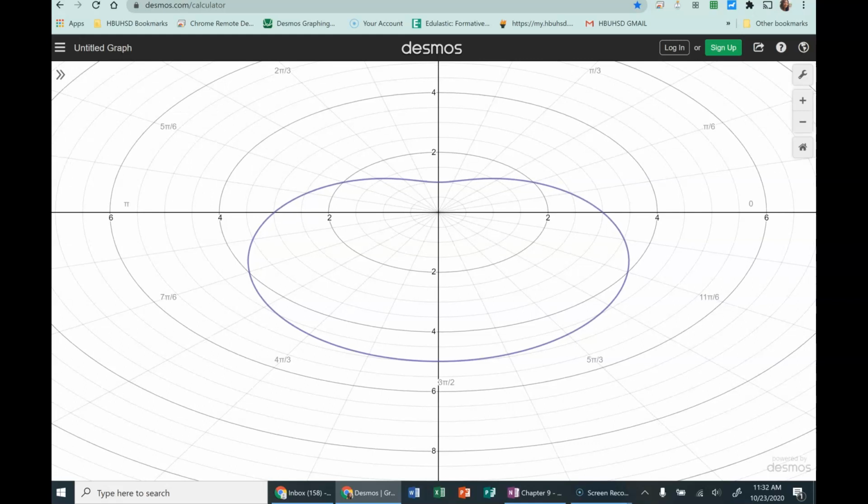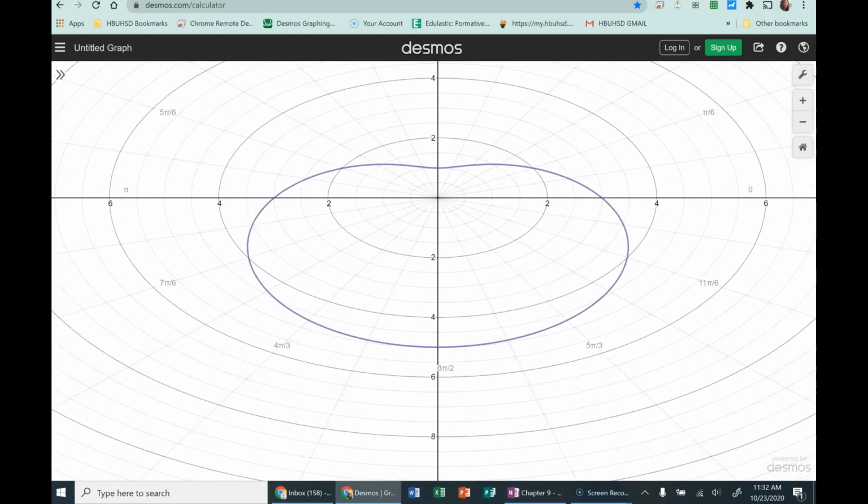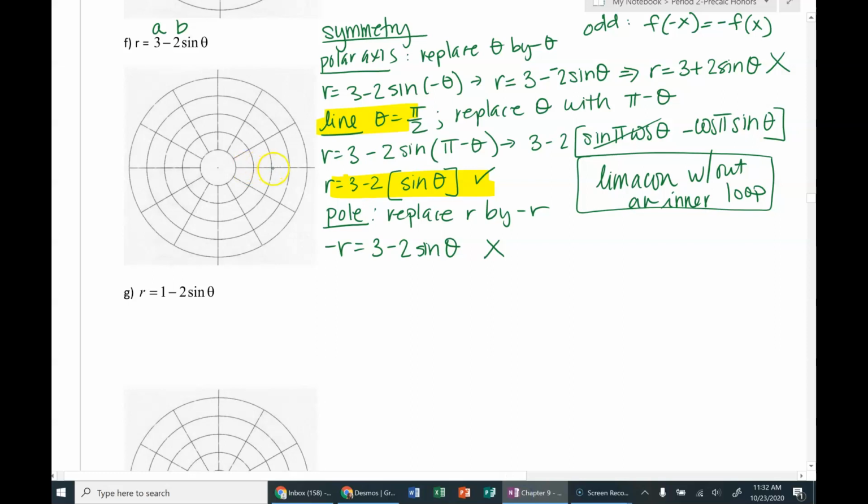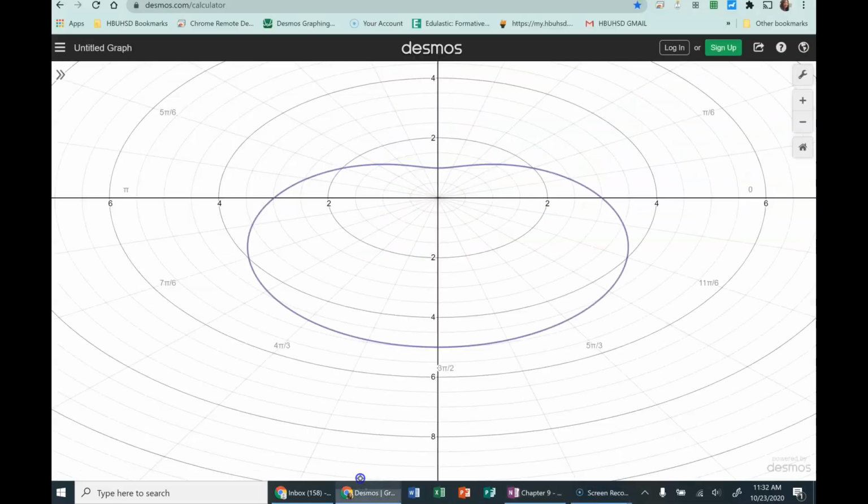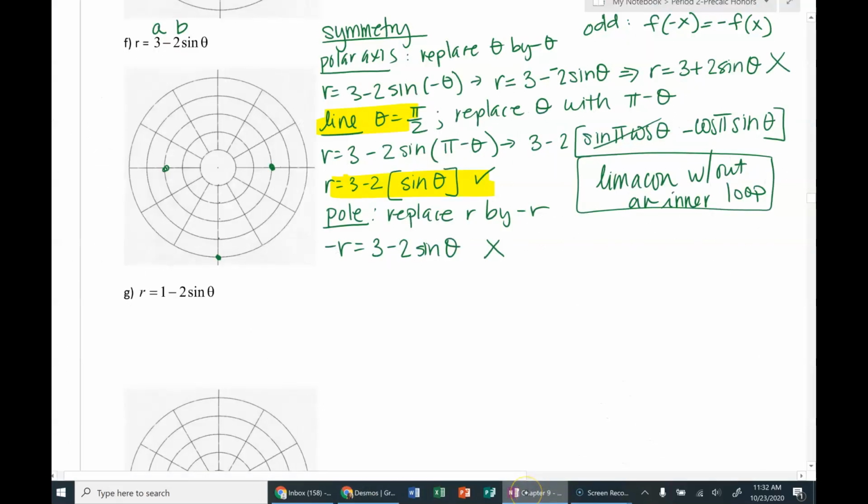To sketch it out, at 3 pi over 2 it goes all the way down to negative 5. So we're going to plot that. Let's see, 0, 3, and 1, 2, 3, 4, 5 down. This is also 3, and I want to see what the radius was for pi over 2. It was 1. So pi over 2, 1. The shape goes out a little bit, and then it loops back all the way here, just like that. That's some ugly limacon.